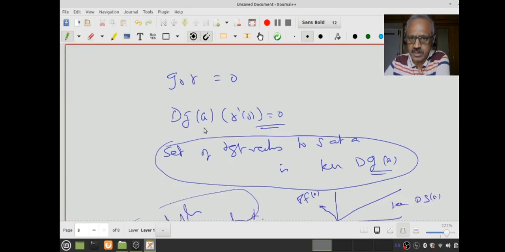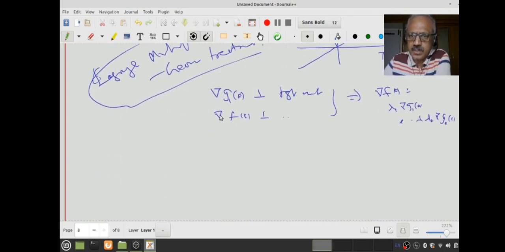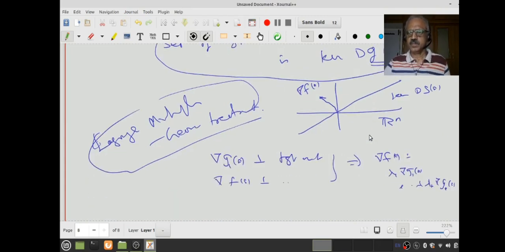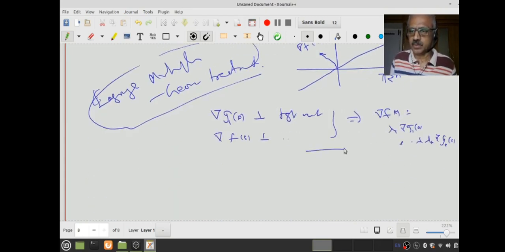That means dg at A applied to gamma prime 0 must be 0. That means gamma prime 0 lies in the kernel of dg at A. In particular, each gradient nabla gi at A must be perpendicular to tangent vectors. In the geometric treatment of the Lagrange multiplier, I actually prove that the set of tangent vectors equals the kernel of dg at A. Using linear algebra, from that we can conclude this.